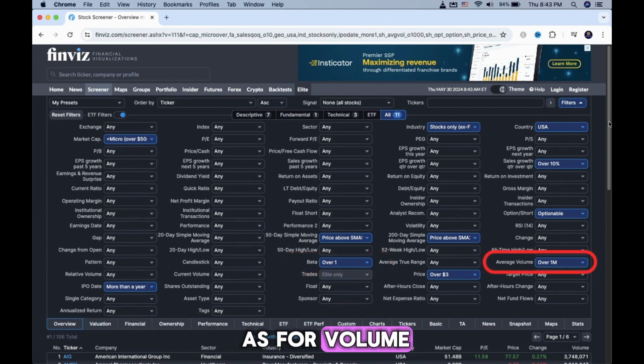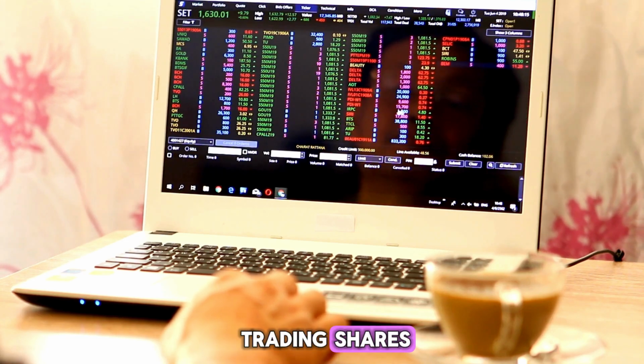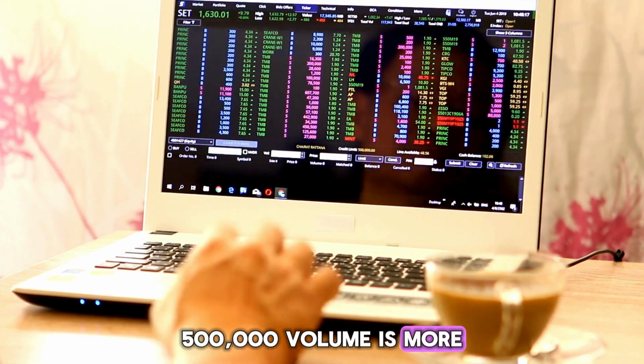As for volume, I have it at over 1 million to make sure it is liquid enough to get in and out of the trade. This is especially important for options as slippage can be deadly. However, if you are trading shares, 500,000 volume is more than enough.